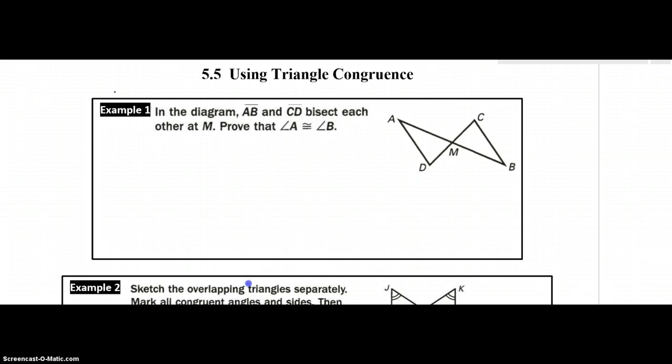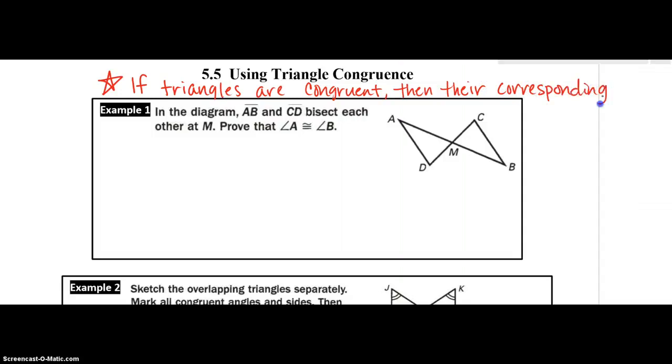Okay? So I want you to write that right at the top, because that's the key to this section. If triangles are congruent, then their corresponding parts are congruent. So the parts that match up, the angles that match up are congruent. The sides that match up are congruent if you know the triangles are congruent.